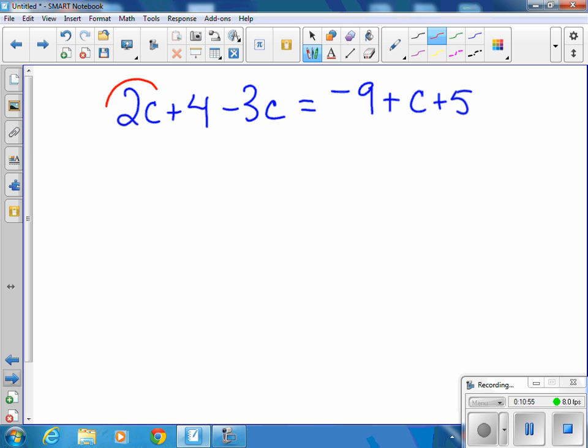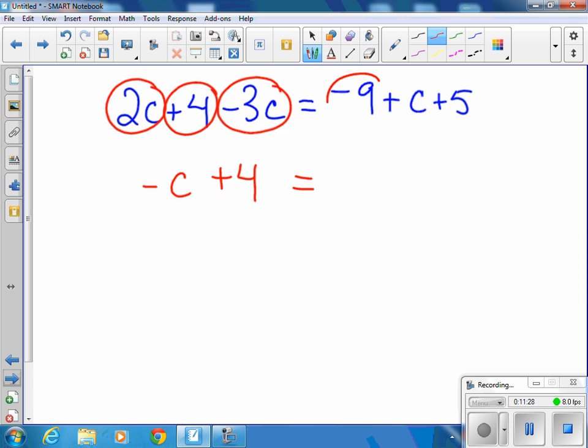I have 2 C's, and also remember we're just going to start with our terms that have variables in them. I have 2 C's over here, and I have minus 3C here. So what is 2 minus 3? Negative 1. That means I have a negative C for this side. But I still have plus 4, so I need to put the plus 4. That's going to equal, and now I'm going to work on the right-hand side here. Well, C is all by itself already, so I don't have anything to add to C, but I do have a negative 9, and I have a plus 5.